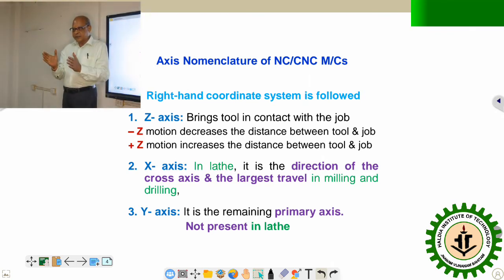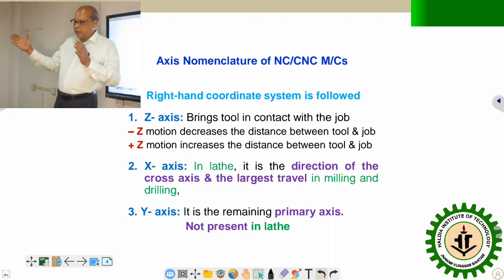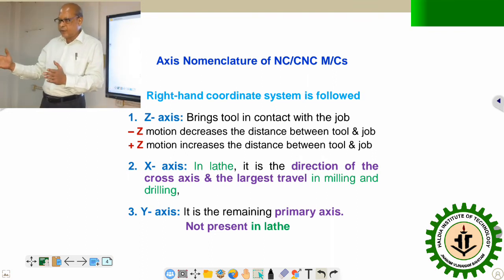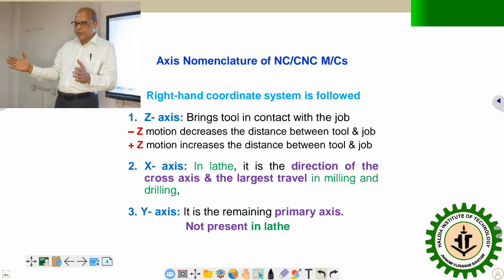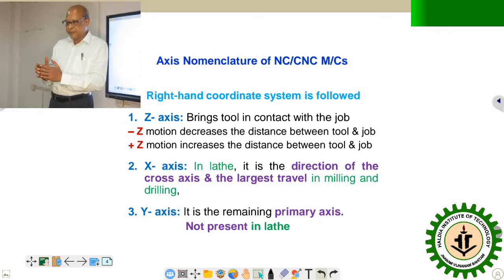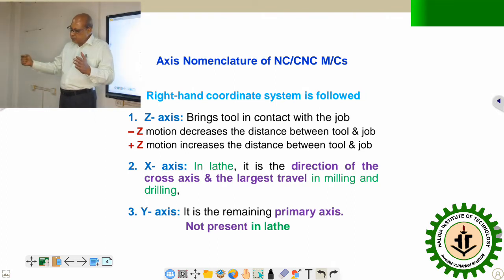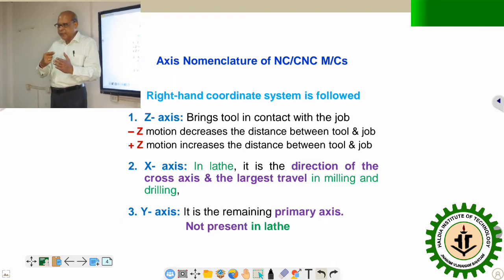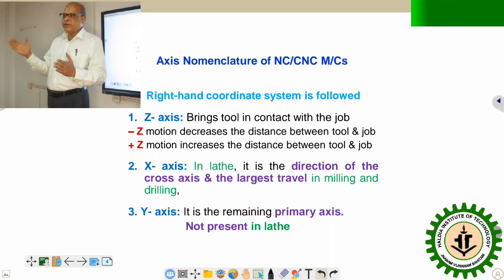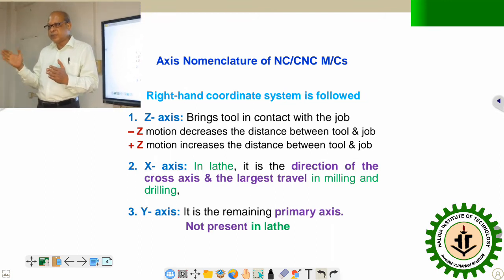Now regarding plus and minus, that is very important. Z minus is the direction which brings the tool or the job, or both, closer to each other. If you consider the job stationary and the tool moving, the Z minus direction will be that particular direction in which the distance between the tool and the job keeps on decreasing.